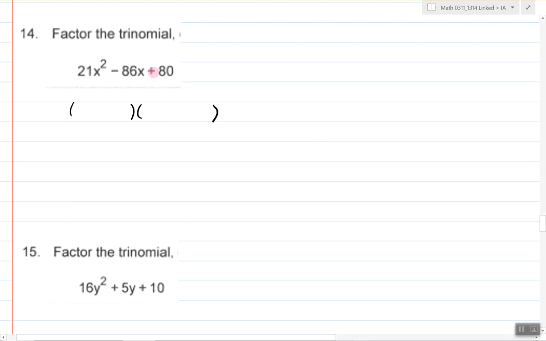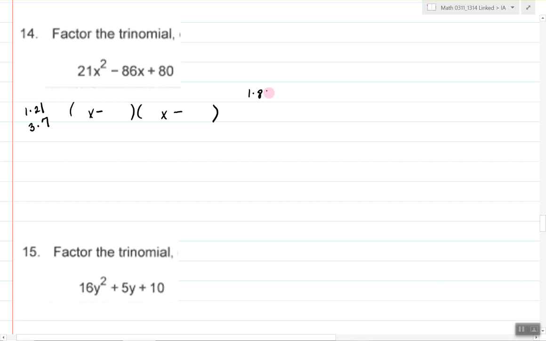The last sign is positive. That means plus plus or minus minus. Since the middle term is minus, it means minus. I will sneak in my x. To get first times first gives me 21x squared. It's either 1 times 21 or 3 times 7. Now to get 80, I actually have quite a few choices.